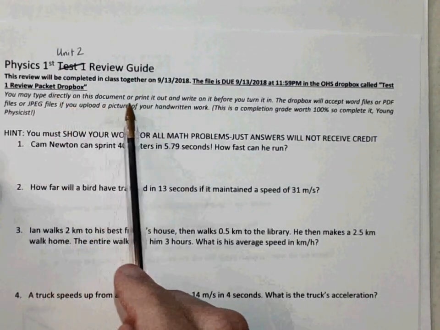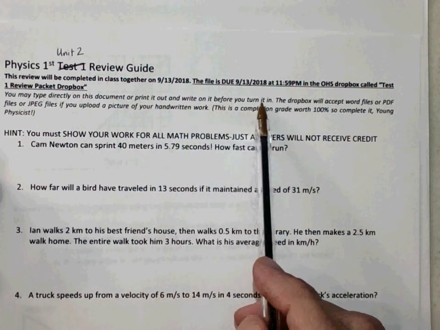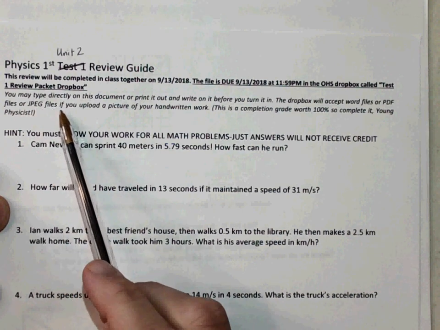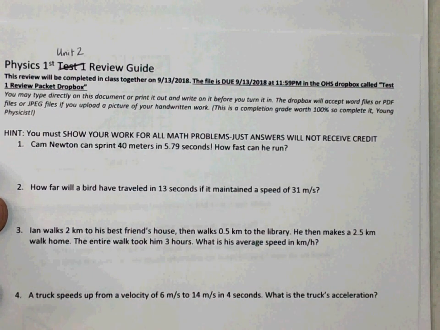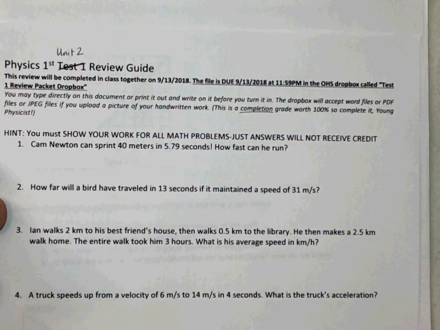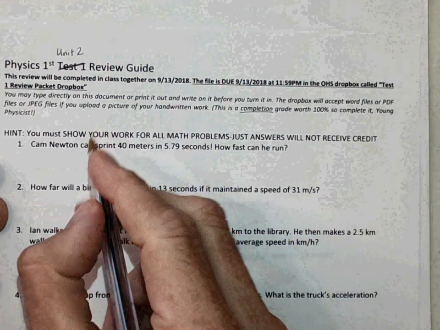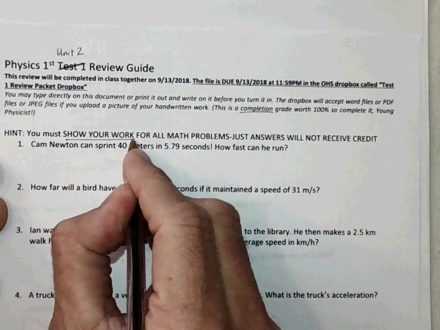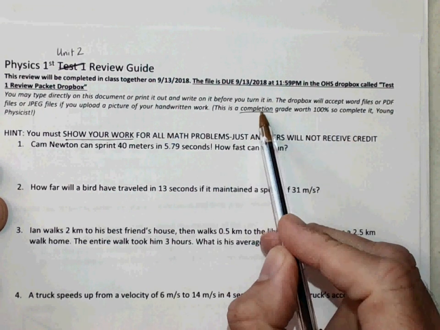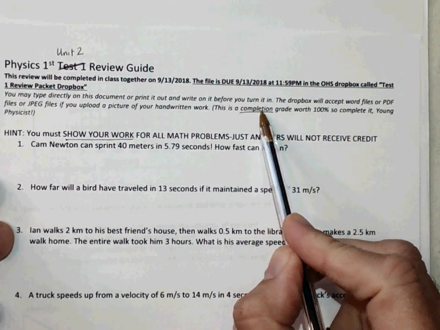You may type directly on this document or print it out and write on it before you turn it in. The Dropbox will accept Word files or PDF files or JPEG files if you upload a picture of your handwritten work. Please be sure to turn in the correct stuff. I do look at everything that you turn in and check it. Next, completion grade. Complete means you do as requested. Show your work. Just answers will not receive credit. That's not completing it. So please be careful about that.